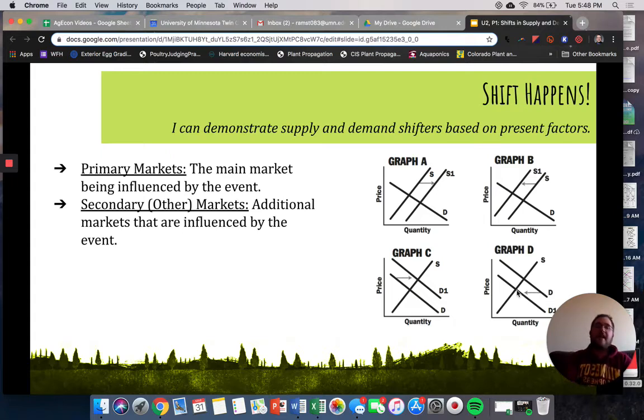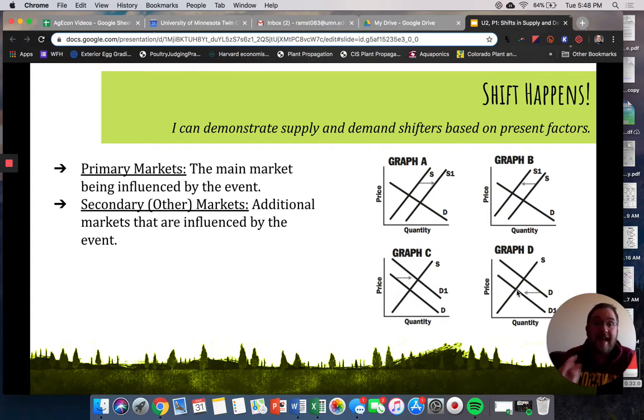Okay, one thing I want to mention too before we move into the individual practice time is there is a difference between a primary and a secondary market. So in most of the examples I just shared, the main market that was affected was milk or dairy. So that first example about having an increase in the amount of dairy farms in Todd County, the primary market would be raw milk.